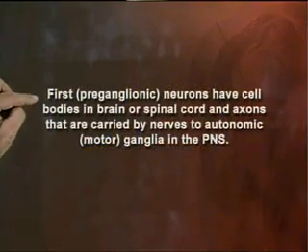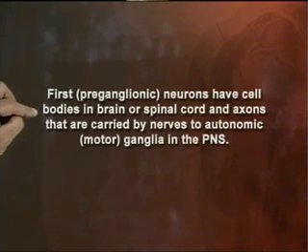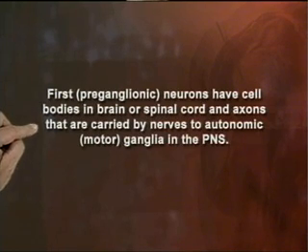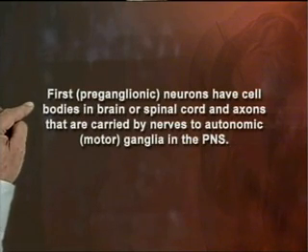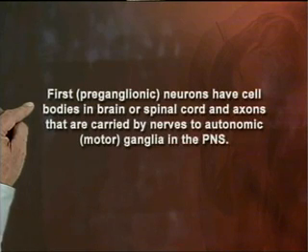The first preganglionic neurons, the first neurons, have their cell bodies in the brain or spinal cord, and there are axons that are carried on out to autonomic ganglia that are located in the PNS. So the cell bodies are in the brain or spinal cord, but the axons leave the brain or spinal cord and are carried out into the PNS, where they synapse on the number 2 neurons within the motor ganglia.